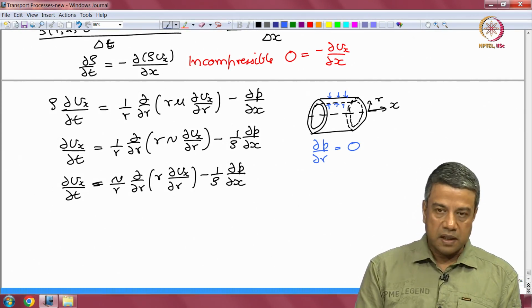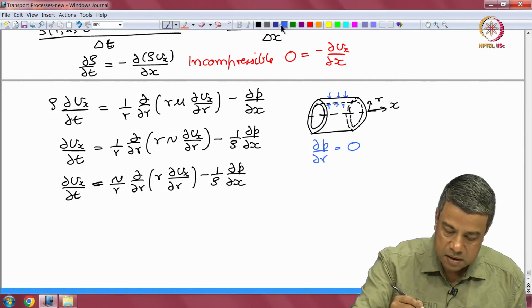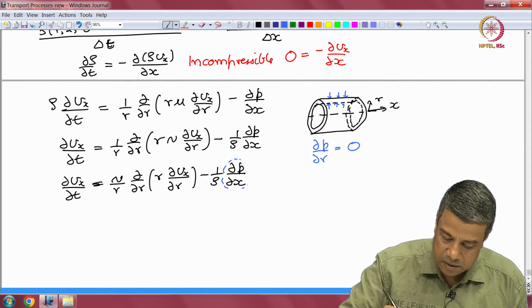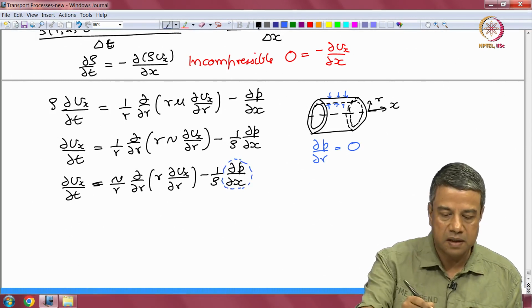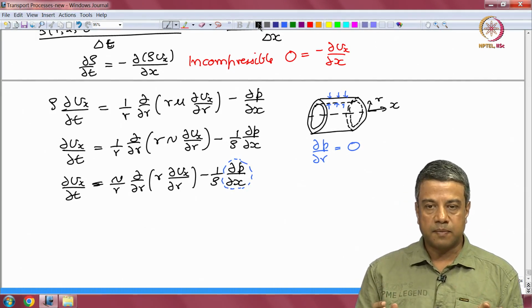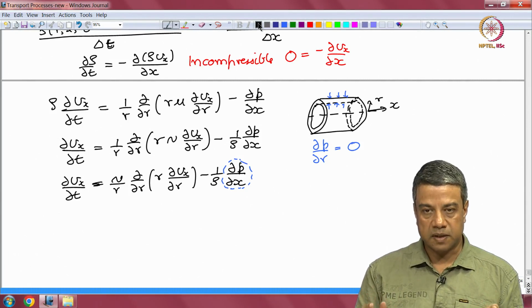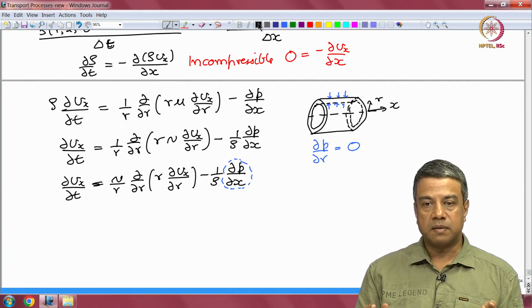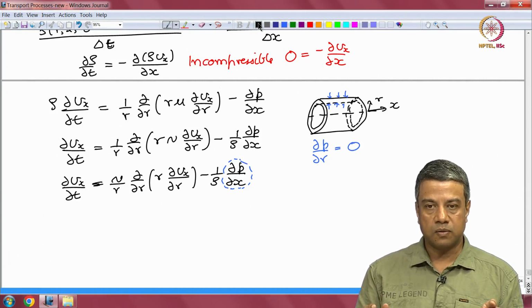What about the pressure gradient? This term here is called the pressure gradient. How does that pressure gradient vary in the x direction? We know the difference between the ends of the pipe, of course, because that is the applied pressure. But how does that pressure decrease between the two ends of the pipe?